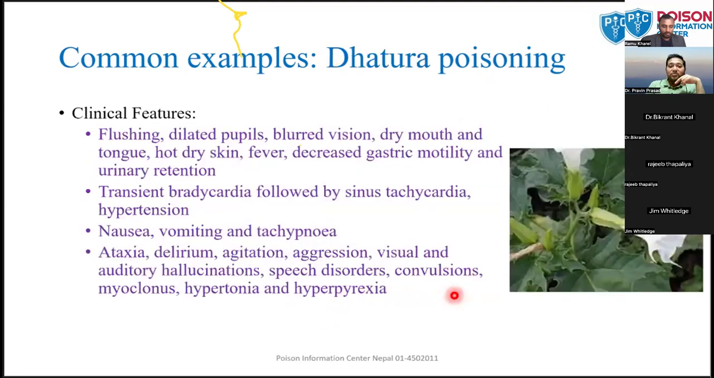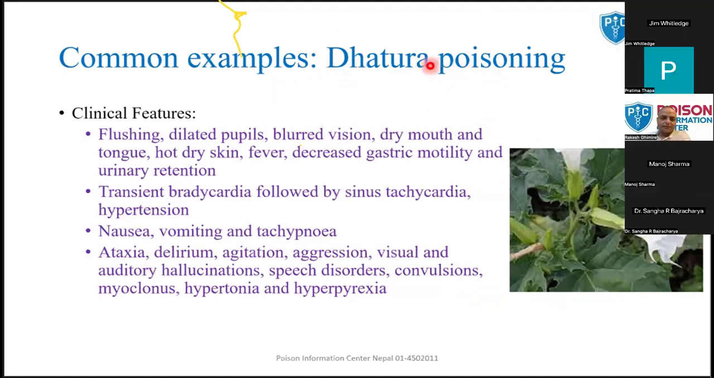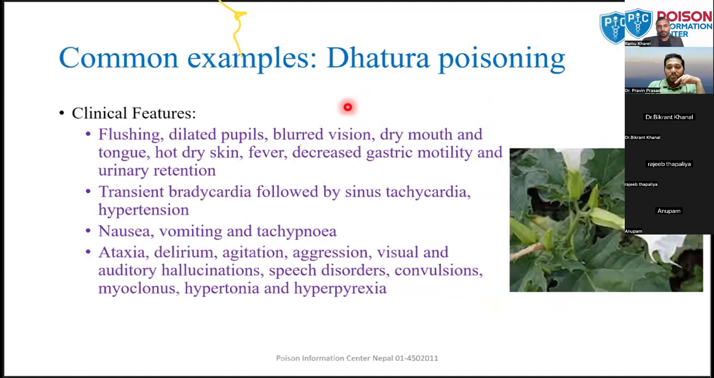The other poisoning that I would like to take today would be Datura poisoning. It's a very common topic of poison in our country. So in summary, what we can say is Datura poisoning patients come with anticholinergic syndromes. They will present with flushing, dilated pupils, blurred vision, dry mouth and tongue, hot dry skin, fever, decreased gastric motility, as well as urinary retention. Initially, they may present with bradycardia, but eventually they will land up with tachycardia and hypertension.